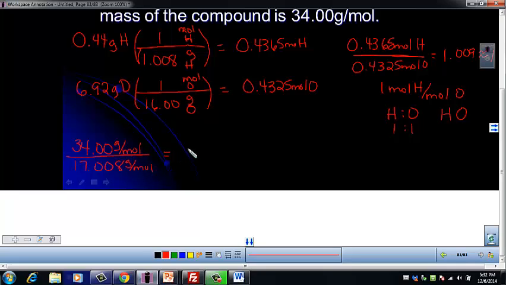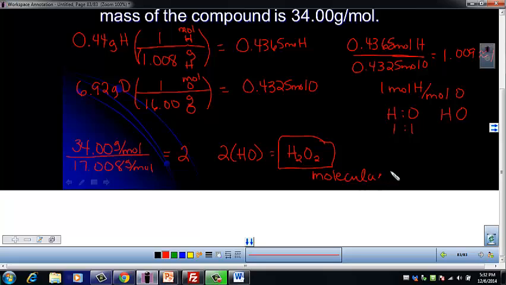And you might even be able to see that this is about 2. And if you divide that in your calculator, it is almost exactly 2. So we know that that's our multiple for our empirical formula. So 2 times HO is going to be H2O2. So that's our molecular formula, and this is our empirical formula. And make sure, if I ask you for both in the question, that you identify everything, because these do have a lot of work to show.